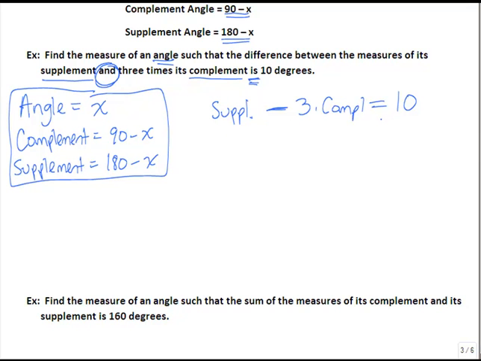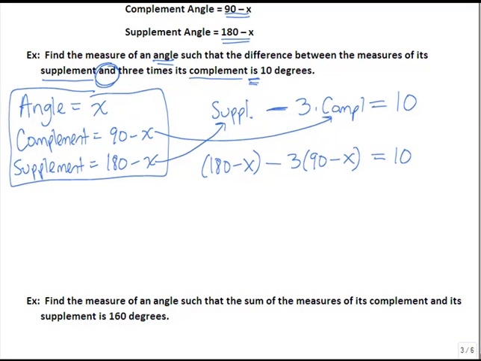And now all we're going to do is substitute in for this word supplement this expression, and substitute in for the word complement this expression. So the equation becomes 180 minus x. I'm going to use parentheses initially when I substitute in, minus 3 times the complement, and the complement's expression is 90 minus x. So here's our equation. That's the hard part, okay? Deciphering through the whole word problem, figuring out where the supplement and the complement need to go in the equation, that's the tough part. The easy part is actually solving this equation. So let's do that next.